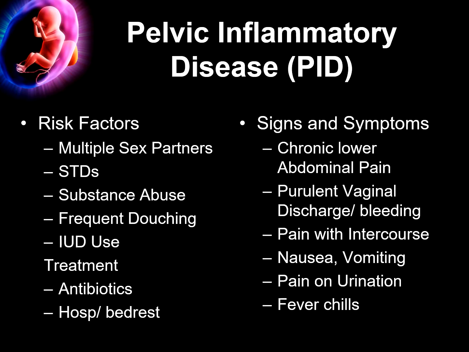Other signs and symptoms include chronic lower abdominal pain, purulent vaginal discharge, and bleeding. And they usually have pain with intercourse. They usually have nausea and vomiting, pain on urination, and also fever and chills. And there are some nursing interventions on page 800 that I want you to look at.